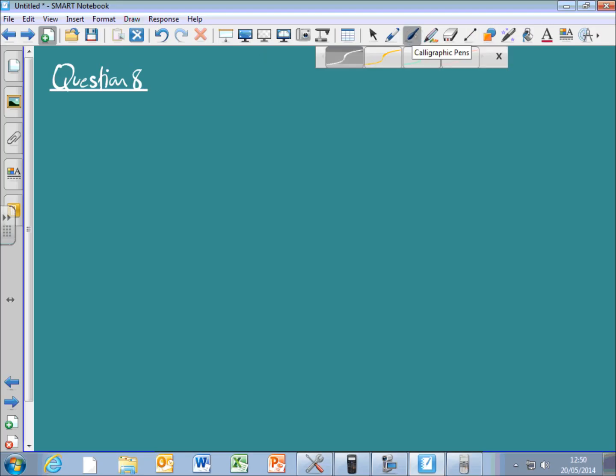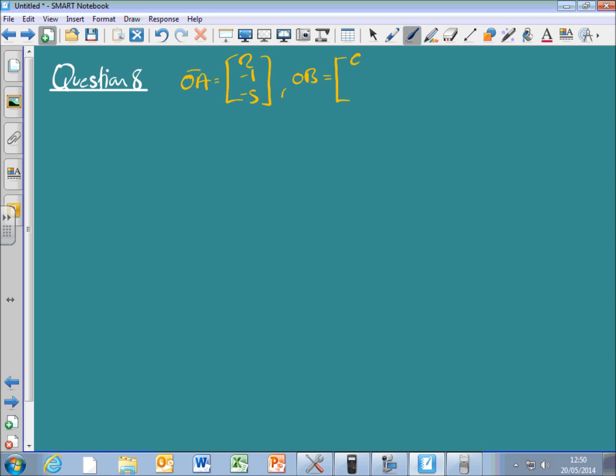Okay, in question 8 we're given 3 coordinates A, B and C. I'm going to write those straight away as position vectors. O to A I'm going to write as (2, -1, -5). O to B is (0, 5, -9). And then O to C is (9, 2, 3). Okay.